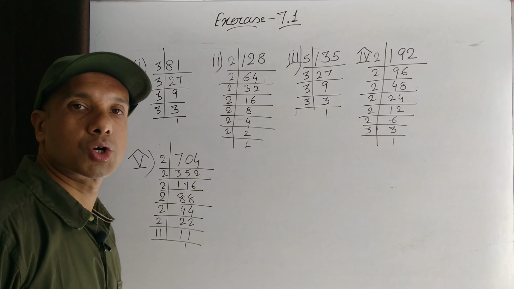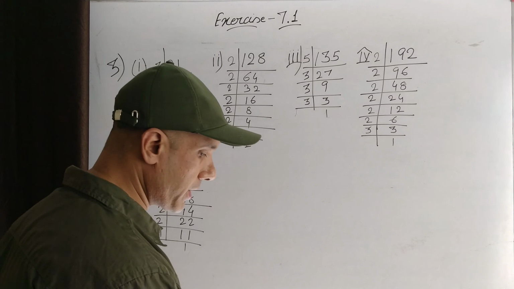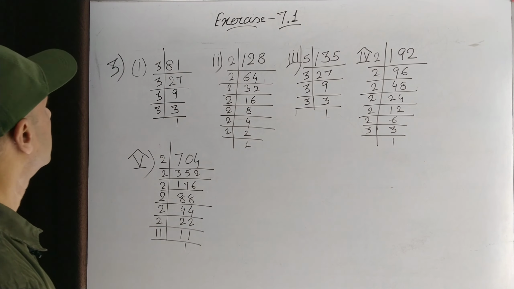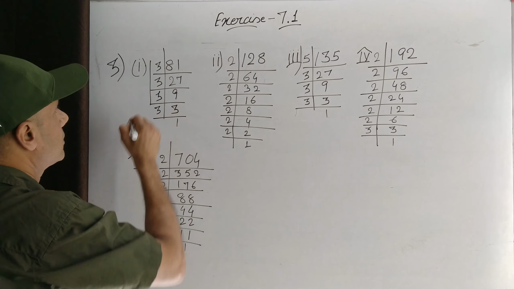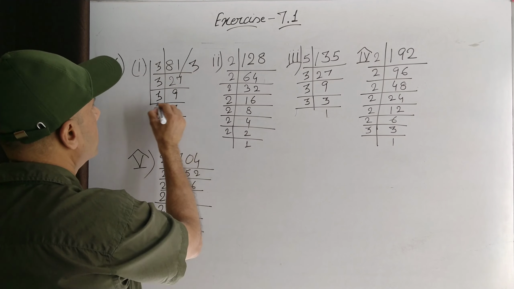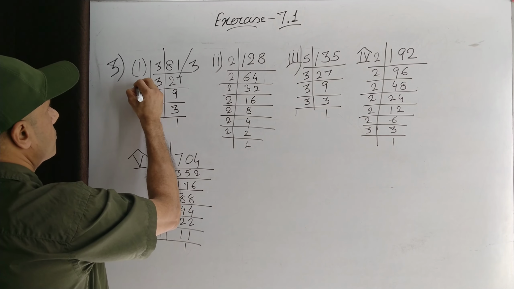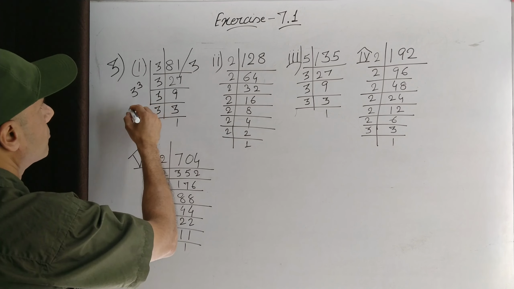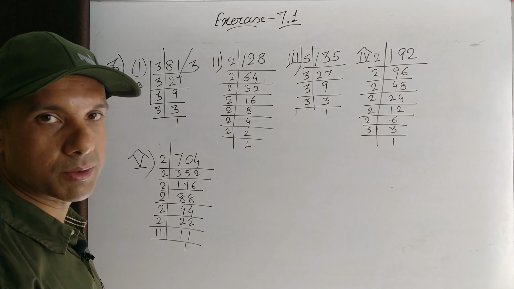Clear? Question number 3. Find the smallest number by which each of the following numbers must be divided to obtain a perfect cube. So prime factorization already done. These 3 are in triplet. We have got one extra 3. So if we divide 81 by 3, we will get rid of this 3 and we'll obtain here 3 cube. Okay, and this 3 cube of course will be a perfect cube. So we need to divide 81 with 3 to get a perfect cube.